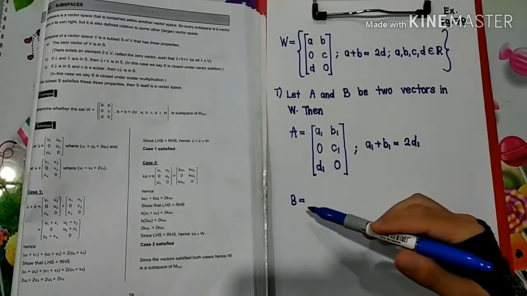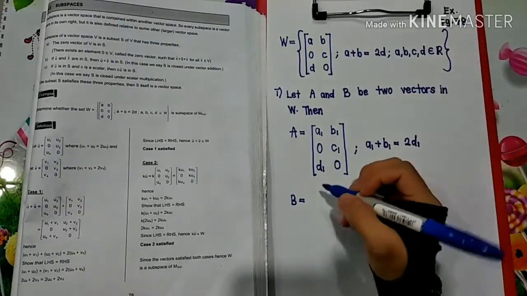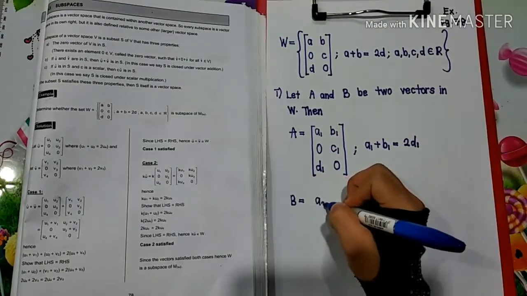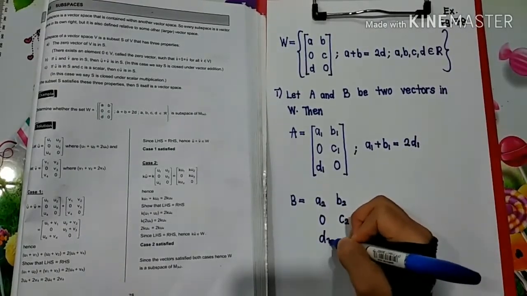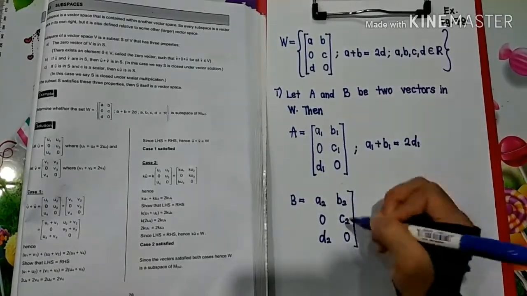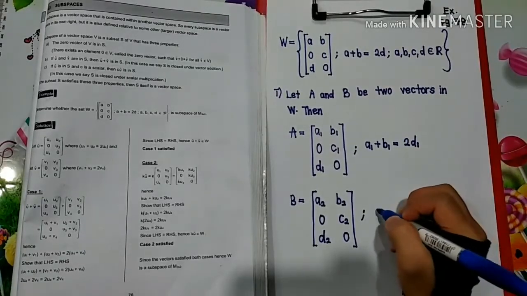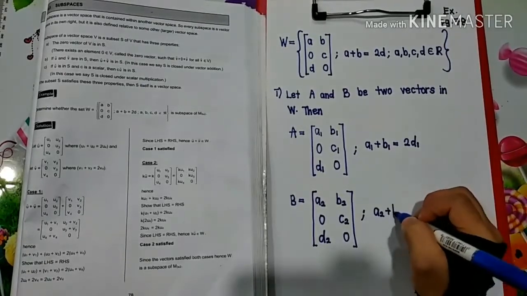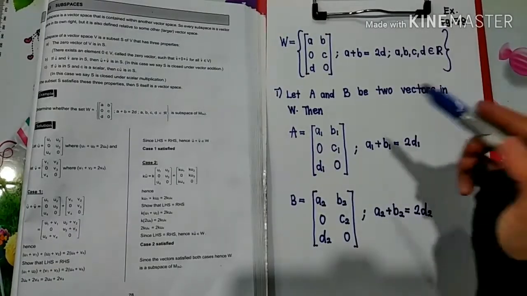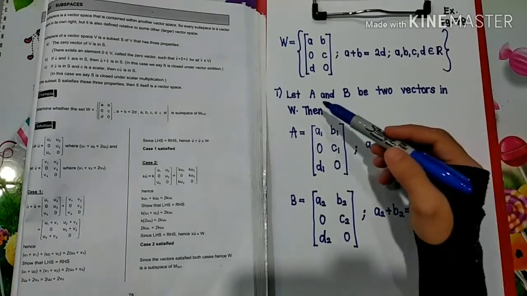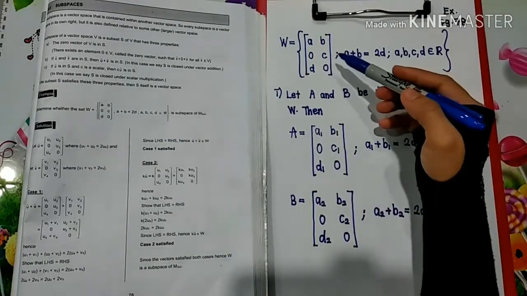Next, we introduce vector B. B also must be a vector in W, so you can write it as A2, B2, 0, C2, D2, 0. Same thing here, we must also put the condition for vector B, so now it will be A2 plus B2 equals 2D2. So the first step is we introduce two vectors, let's say A and B in W. Remember W is given in the question.